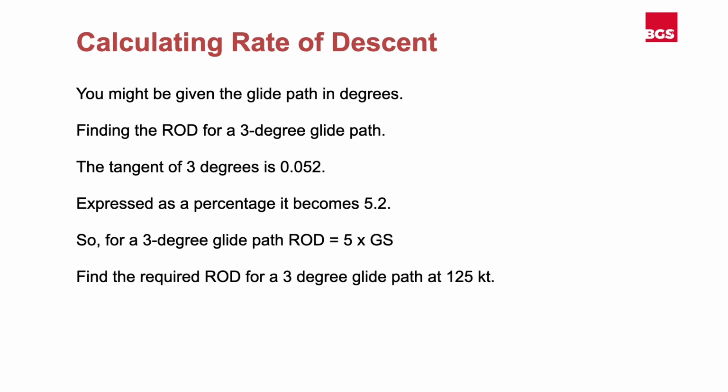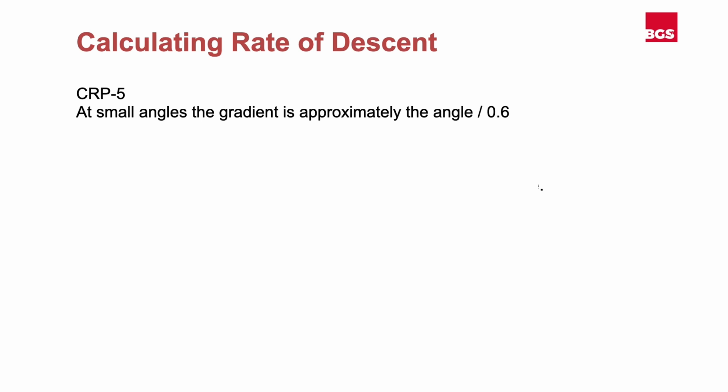So simply find the required rate of descent for a 3-degree glide path at 125 knots. That is going to be 5 times 125, 625 feet per minute. If you wanted to do it on your CRP5, we can do it. So for small angles, the gradient is approximately the angle divided by 0.6. And 3 degrees divided by 0.6 is 5, so that's the 5 we had before. So a 3-degree glide slope is a 5% gradient.